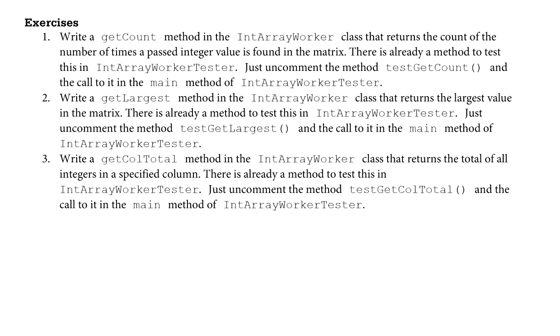Okay, so there are 3 exercises associated with this section, and basically these are modifications you need to be making to your class. So write a getCount method for the IntArrayWorker class that returns the count of the number of times a passed integer value was found in the matrix. There is already a method to test this in the IntArrayWorkerTester. Just uncomment the method testGetCount and the call to it in the main method of IntArrayWorkerTester.